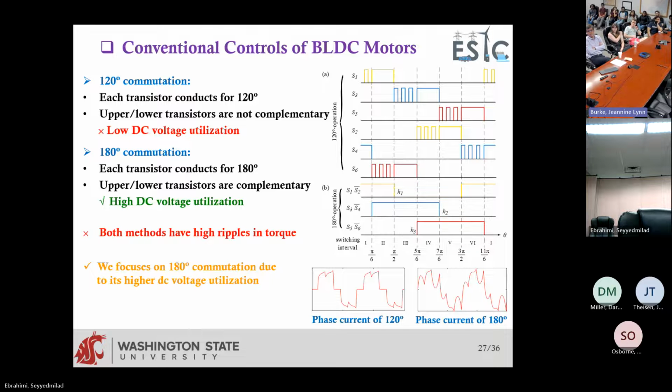So here we'll focus on 180 degree commutation and what we have proposed here to mitigate the torque ripple in this. I needed to have this introduction so that you know what we have done here.